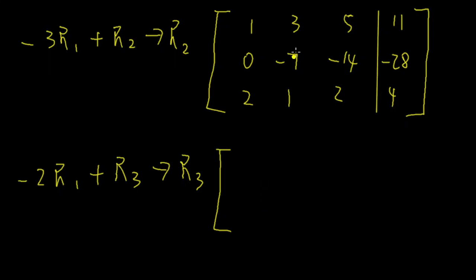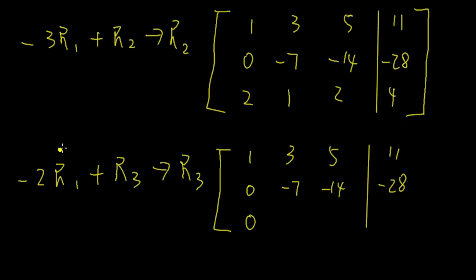In this operation, row 1 and 2 will not change. Row 3 will change. Now, how is it? -2 times 1 is -2, plus 2 is 0. -2 times 3 is -6, plus 1 is -5. Negative 2 times 5 is negative 10, plus 2 is negative 8. Negative 2 times 11 is negative 22, plus 4 is negative 18.